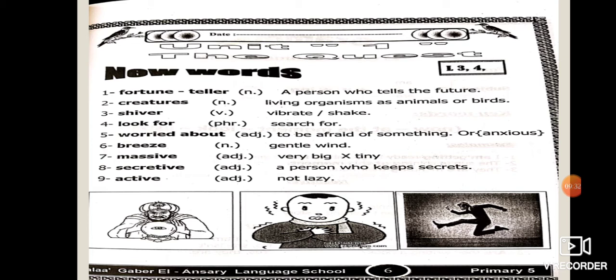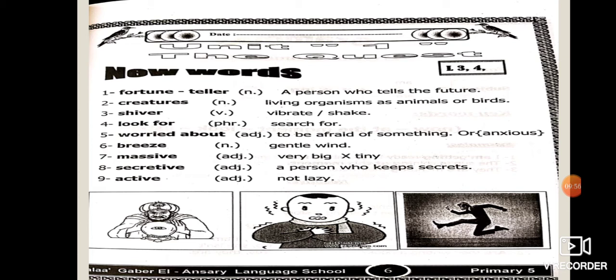The first picture is for the fortune teller, the person who looks in the glass and can tell you the future. Of course, he is a liar and he is a bad person, and this is a bad job. Don't believe them. The second picture is shiver. This boy is very cold, so he is shivering. The last one is active. He is active.